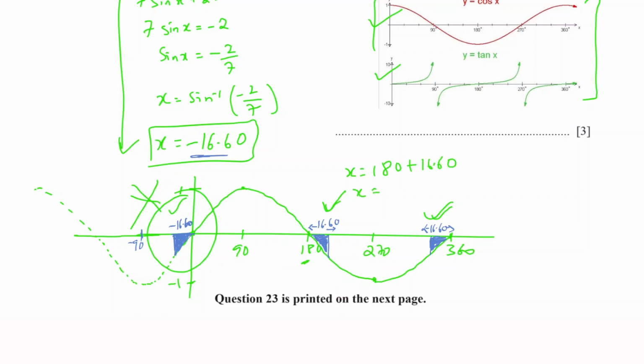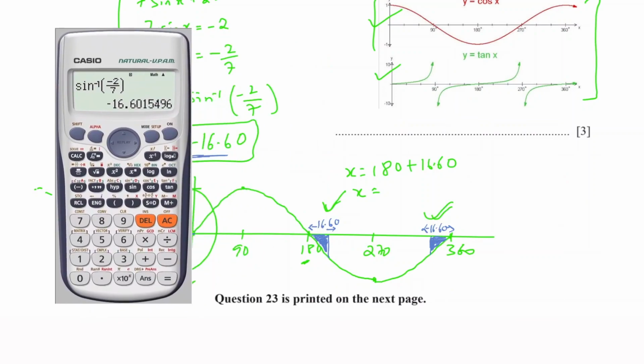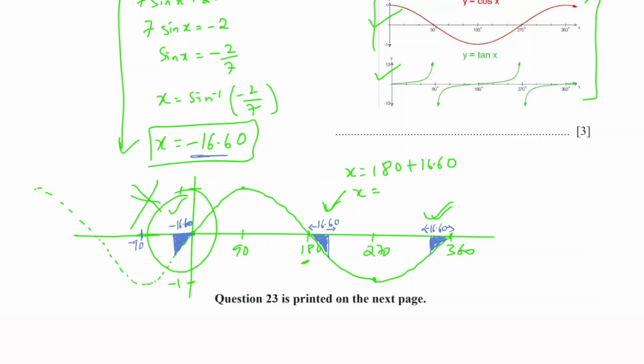So let me use my calculator. 180 plus 16.60 gives you 196.6. So one of the values of x is 196.6. The value of x is 196.6.